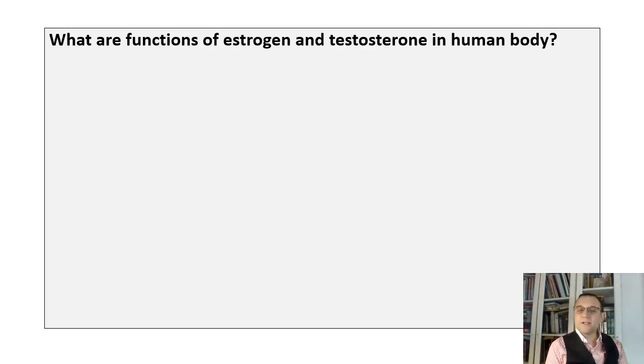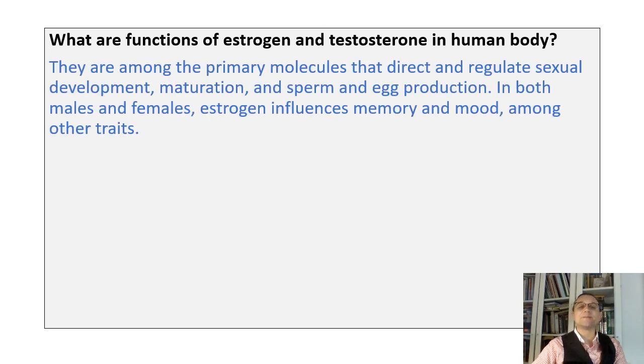So what did I just say? What are the functions of estrogen and testosterone in our human body? Think about it. They are among the primary molecules that direct and regulate sexual development, maturation, and sperm and egg production. In both males and females, estrogen also influences memory and mood, among other traits.